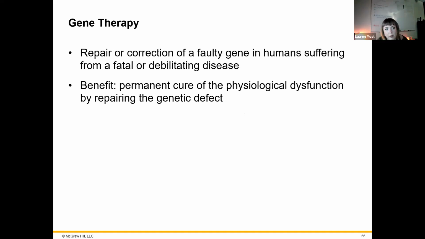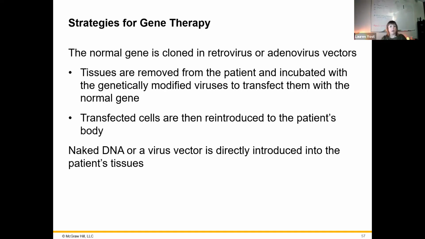Gene therapy refers to repairing faulty genes in humans who could be suffering a fatal or debilitating disease. Essentially, we can provide a cure which is permanent to the person receiving the treatment. And we can make it so that it can be heritable in some cases.